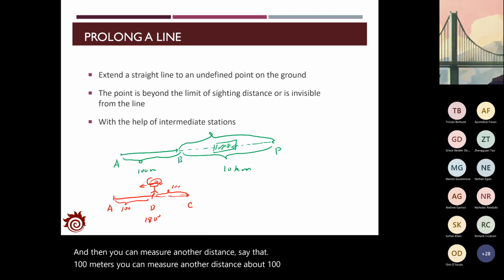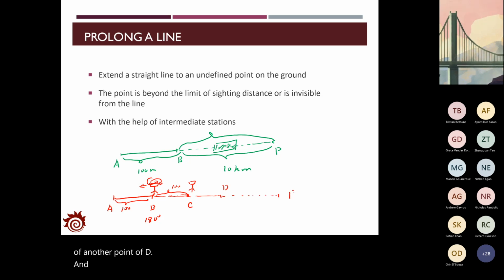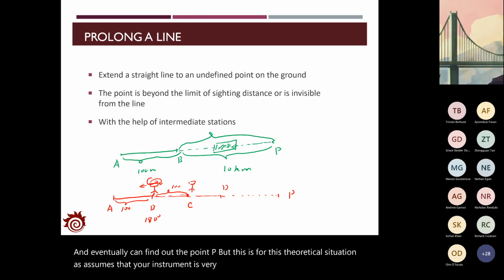And then once you identify point C, you do the similar process, find another distance of another point D, and eventually can find out the point P. But this is for the theoretical situation. It assumes that your instrument is very great, it's very accurate, and your operation is perfect.